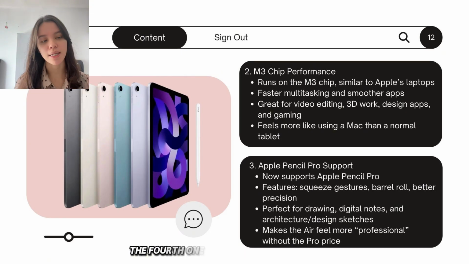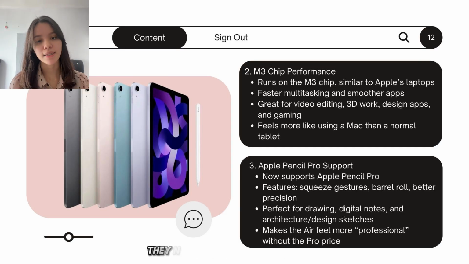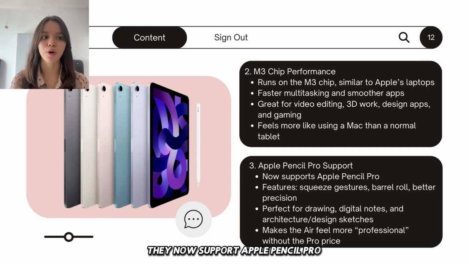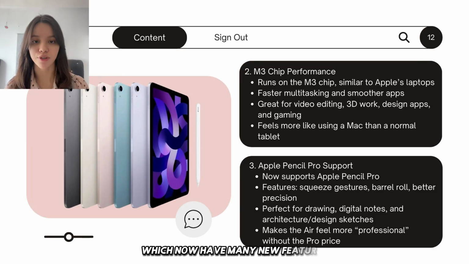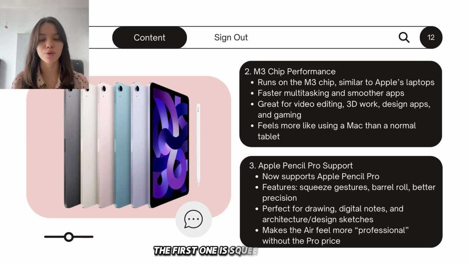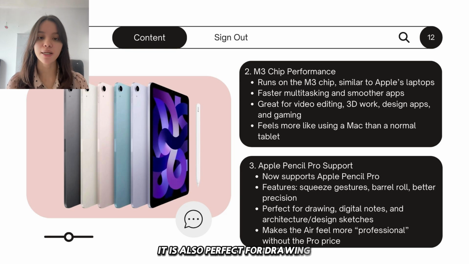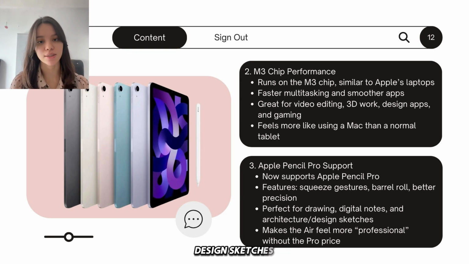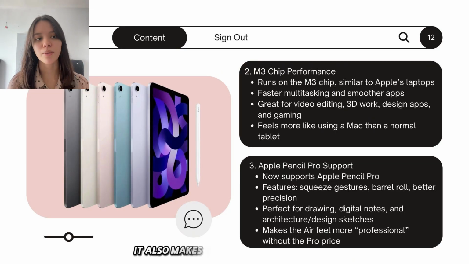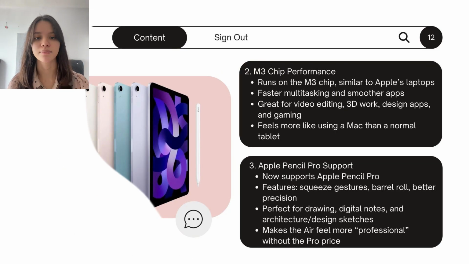The fourth one is Apple Pencil Pro support. They now support Apple Pencil Pro, which now has many new features. The first one is squeeze gestures, the second is better roll, and the third one is better precision. It is also perfect for drawing, digital notes, and architecture design sketches. It also makes the Air more professional without the pro price.